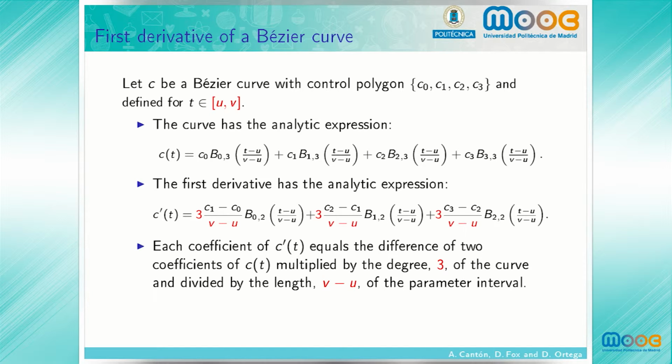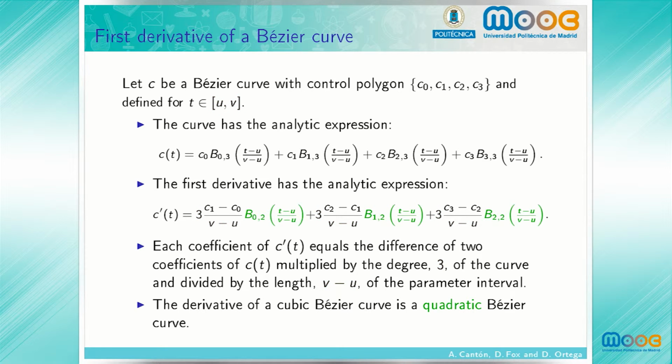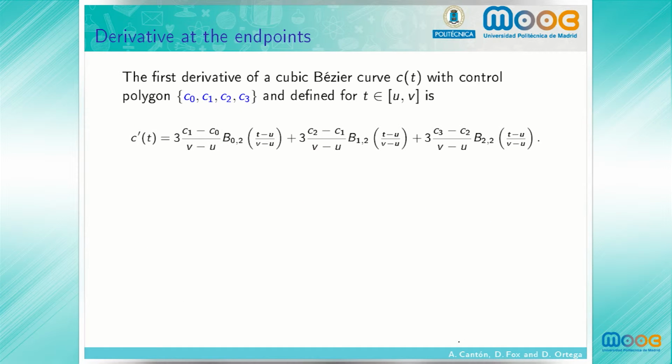It's a linear combination of points which have the following form. They're the differences of points in the control polygon divided by the length of the interval under consideration and multiplied by 3. The coefficients are quadratic Bernstein polynomials evaluated at (t minus u) divided by (v minus u). This exhibits the derivative of the cubic Bezier curve as a quadratic Bezier curve. It's also possible to give a nice geometric interpretation of the derivative of a Bezier curve.